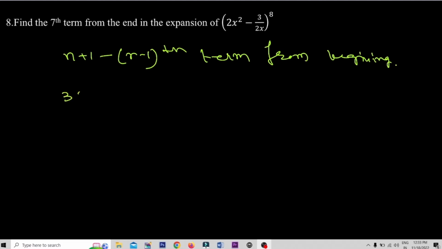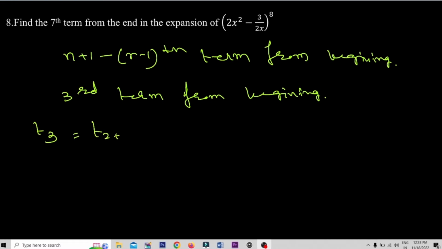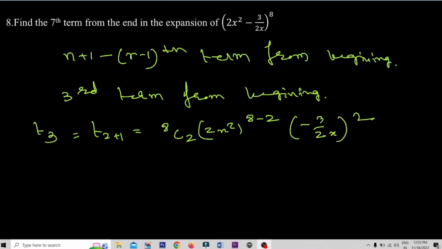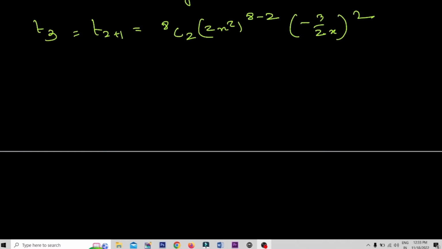Third term from the beginning. So T3, that is T2 plus 1. So we are getting 8C2, (2x square) whole to the power 8 minus 2, and (minus 3 by 2x) whole to the power 2. Now we can calculate on our own and we are getting the result.